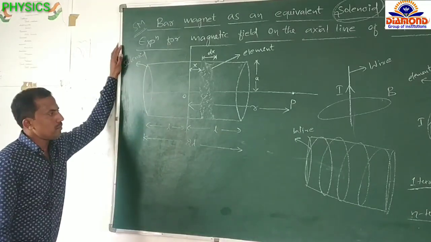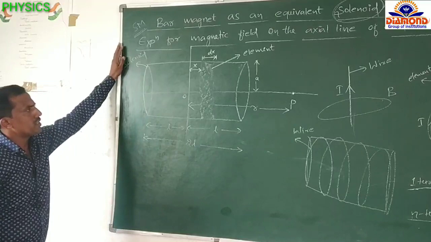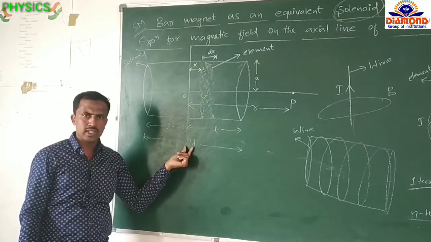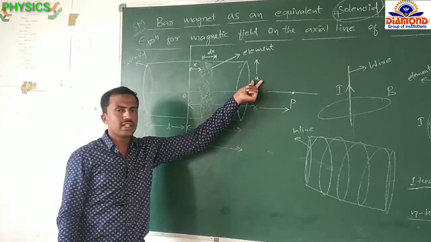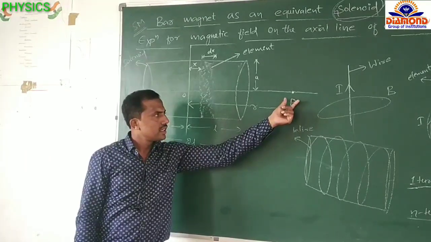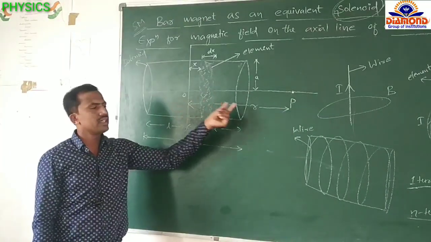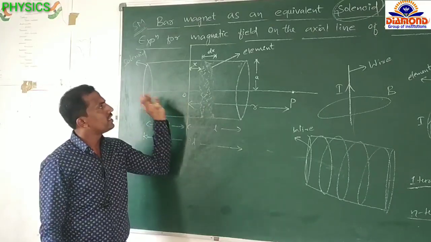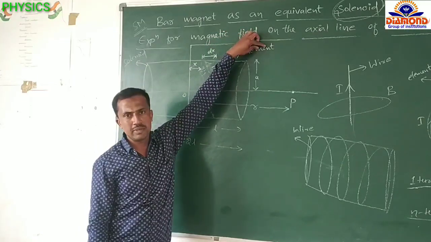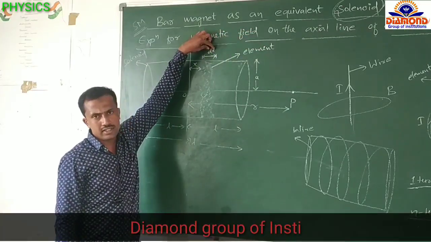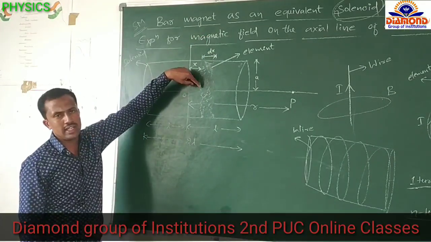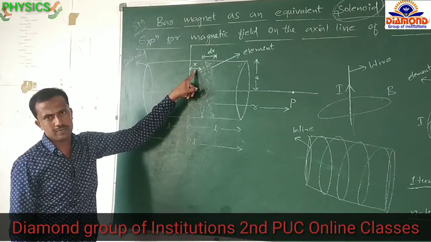Once again, just simply: consider a solenoid of length 2L. A is the radius. P is a point on the axis, and the distance from P to O is R. In this big solenoid, we take one small piece called an element, its thickness is dx, and the distance from the center to the element is x.